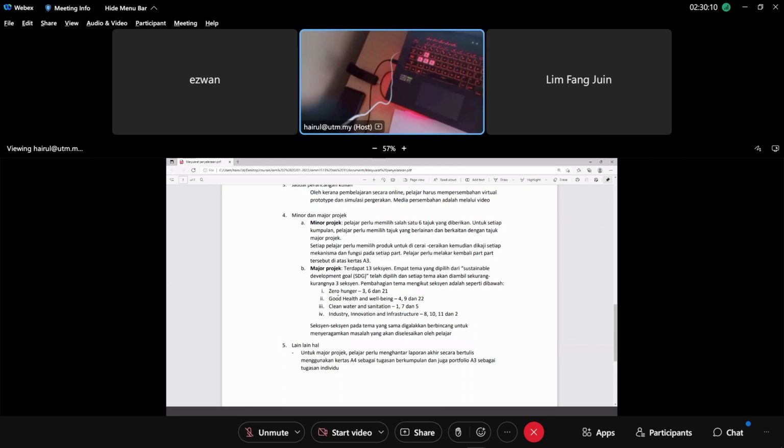The other one go for hunger. Zero hunger means the theme is zero hunger. It is about any product, any system they design to reduce hunger, to no hunger. And another, good health and well-being. It's more like rehabilitation, something that health device that could help people at hospital, something like that. Any device. Clean water and sanitation is more on clean water, for clean water and sanitation system.